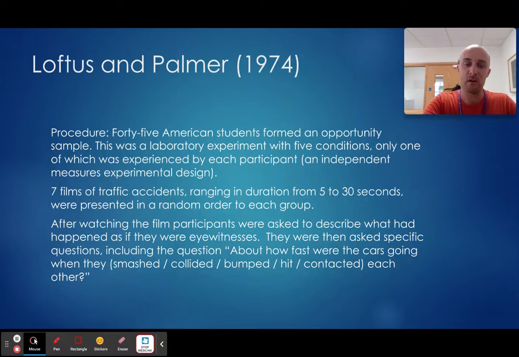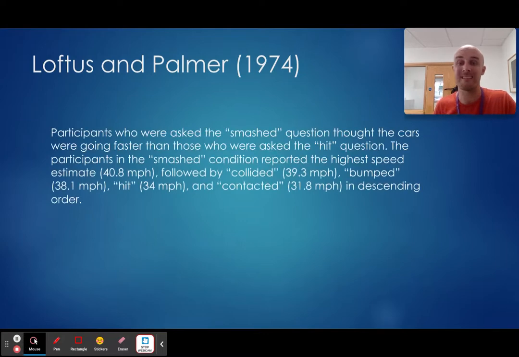If I were to say to you, how fast were the cars going when they smashed into each other? You're going to see broken glass, bending of metal, for example, a violent impact. But if I ask you how fast were the cars going when they bumped into each other, that's going to change the memory. You're just going to see them bump into each other a little bit, no broken glass, no shards of metal, and that's going to alter your answer. So a really important factor about Loftus and Palmer is that everybody did everything exactly the same, apart from one key verb. And that was enough to make the results very, very different.